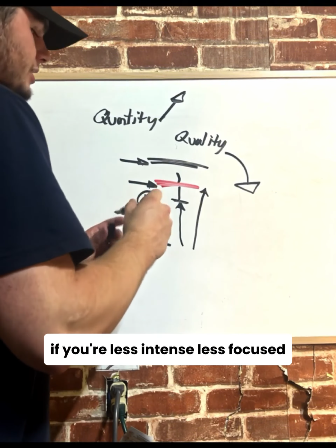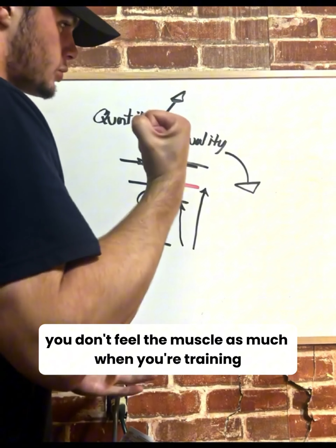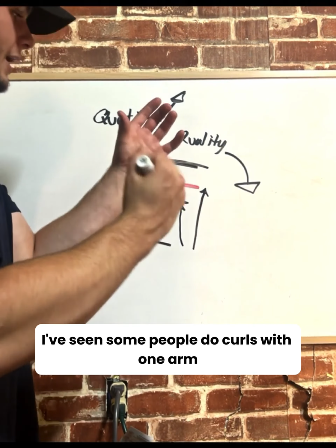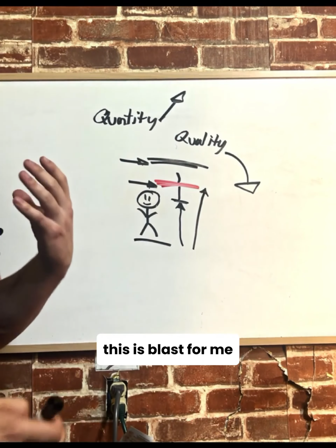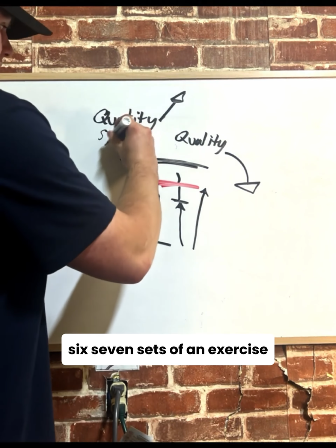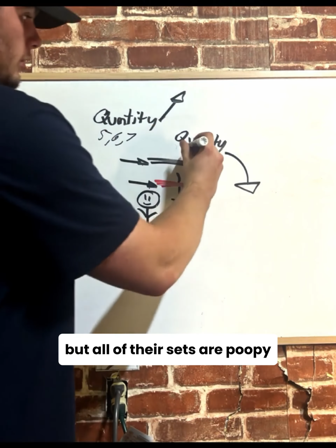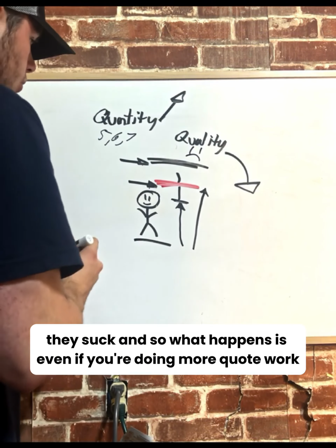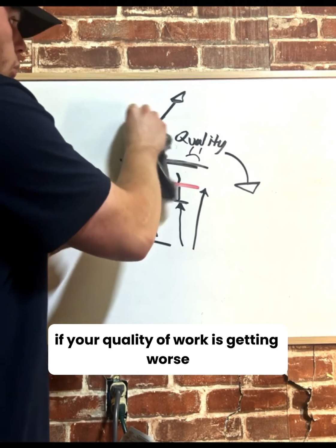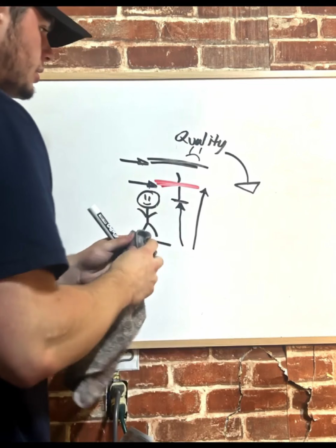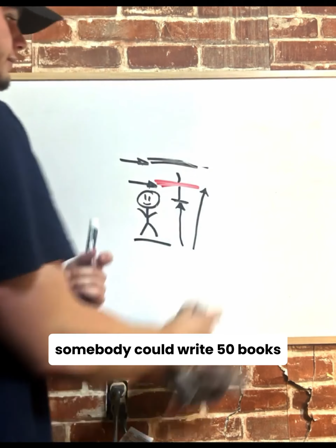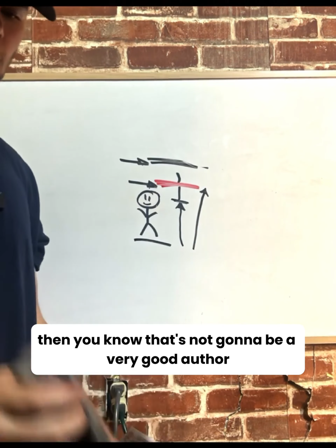If you're less intense, less focused, you don't feel the muscle as much when you're training. You're kind of just going through the motions, not really paying attention. I've seen some people do curls with one arm and look at their phone in the other. This is blasphemy. This is ridiculous, but it's a real thing. People will do 5, 6, 7 sets of an exercise, but all of their sets are poopy. They suck. And so what happens is, even if you're doing more, quote, work, if your quality of work is getting worse, then you're just piling up turds. It doesn't matter, right? Somebody could write 50 books, but if all the books suck, then that's not going to be a very good author.